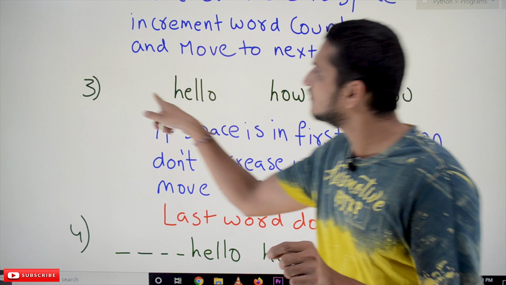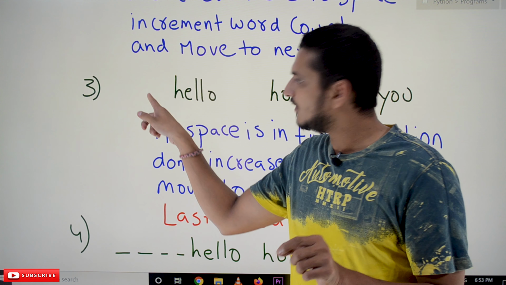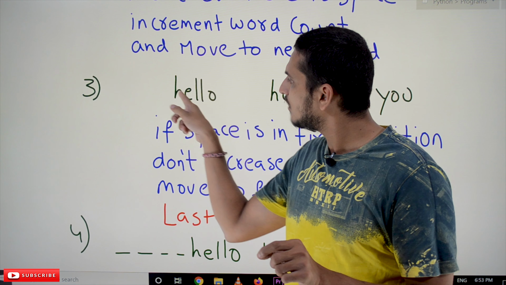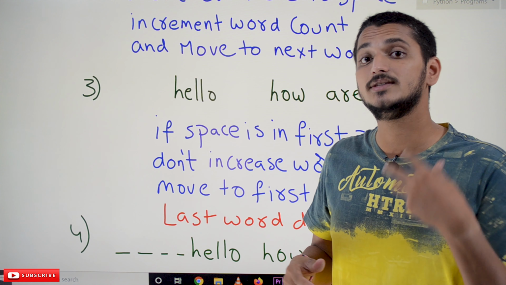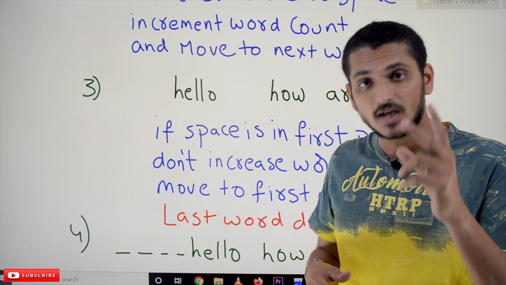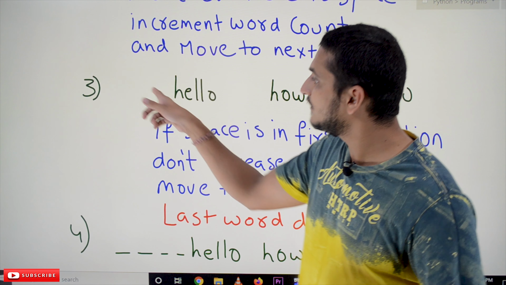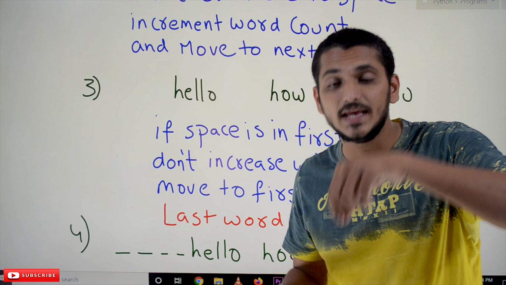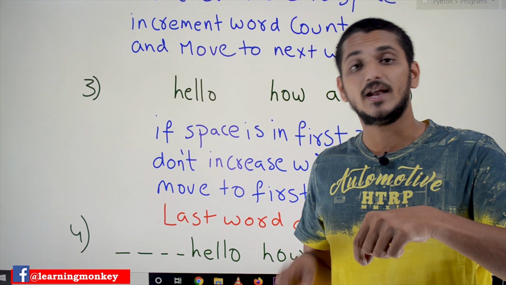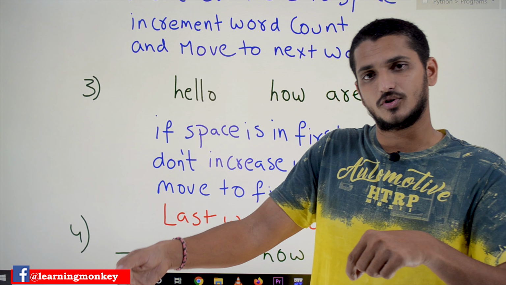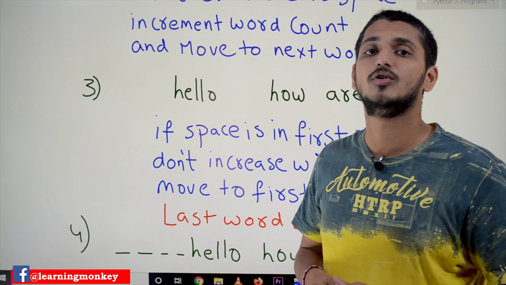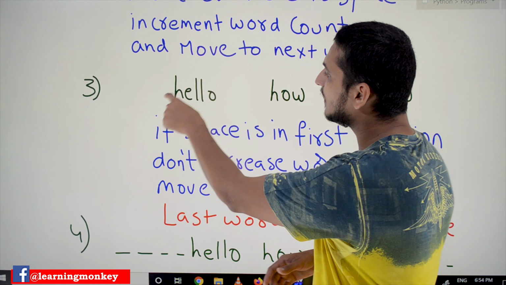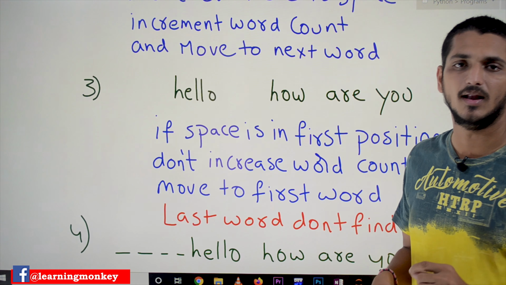But this doesn't work for the first spaces. Whenever you find the space, we have to move till the first word, but we should not increase the word count. So another condition we identified: if the space is at the beginning of the string, then we have to move to the next word till we find the word. We should not increase the word count. That is the condition we identify by looking at this example.